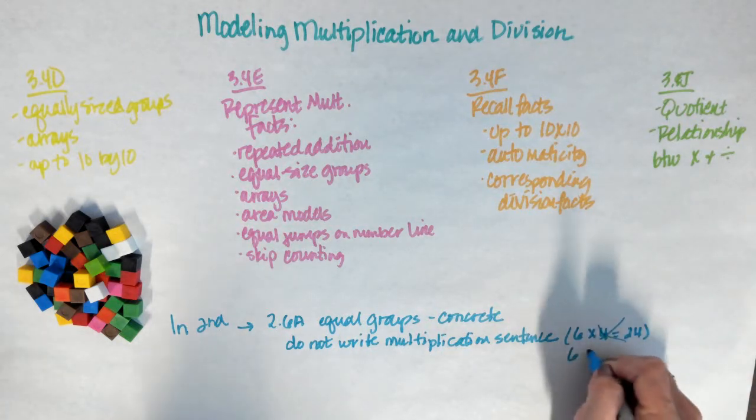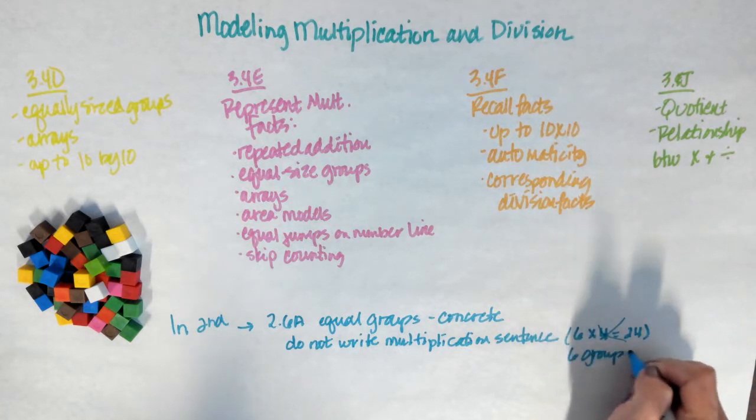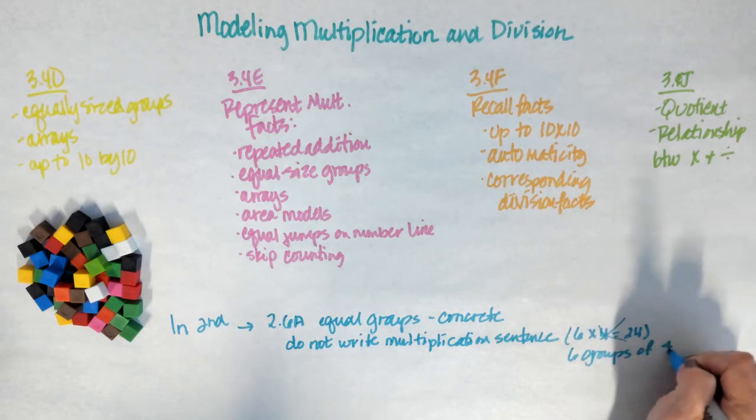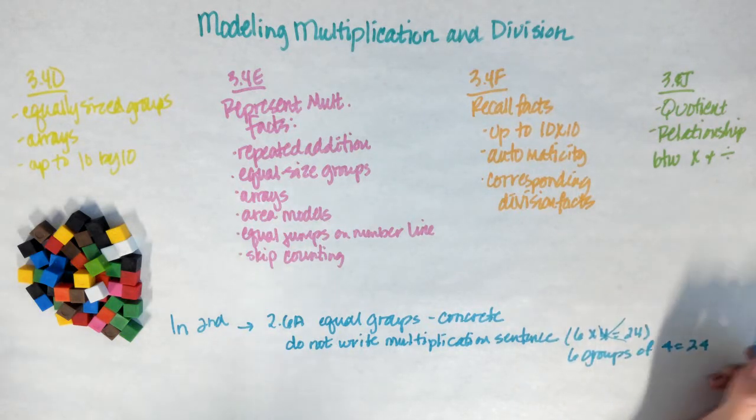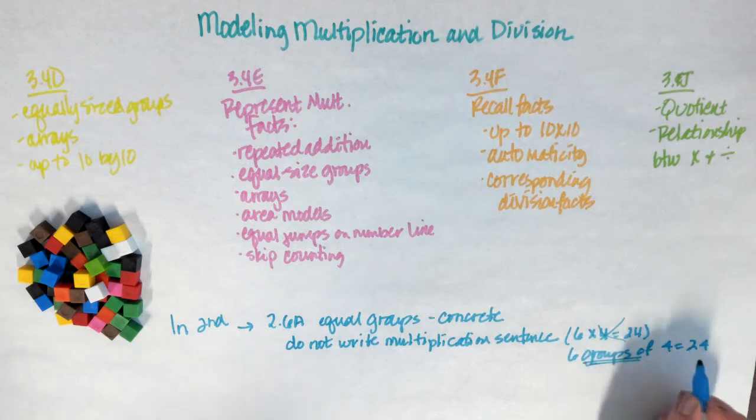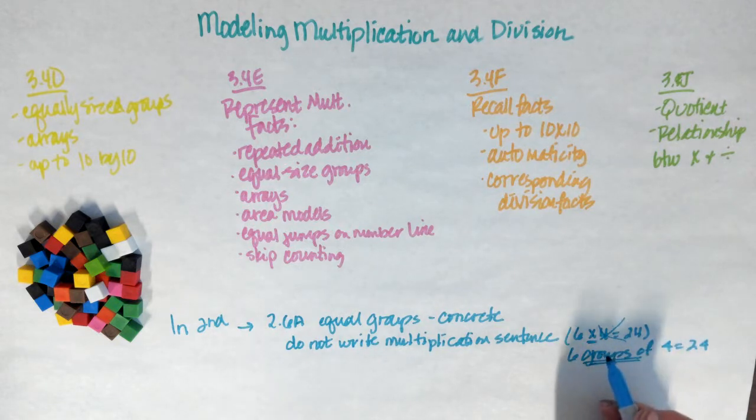They write 6 groups of 4 equals 24. They write groups of. They don't write the symbol. So please don't expect that they're going to come to you understanding what this symbol means. They do understand groups of.